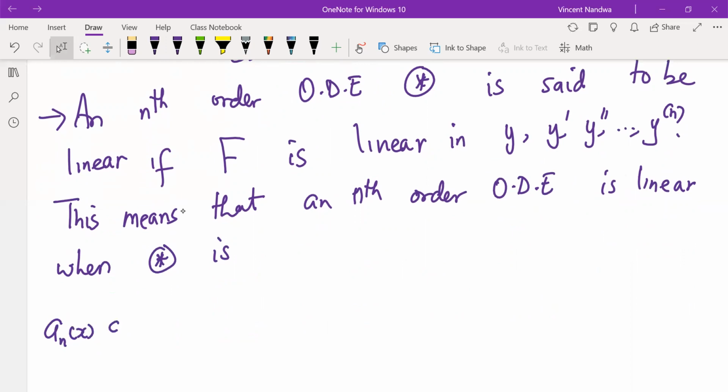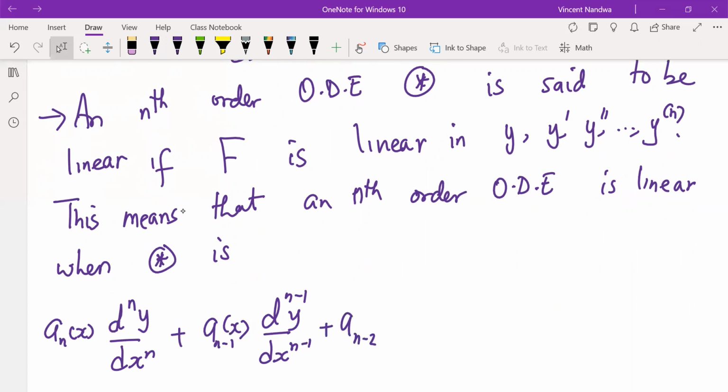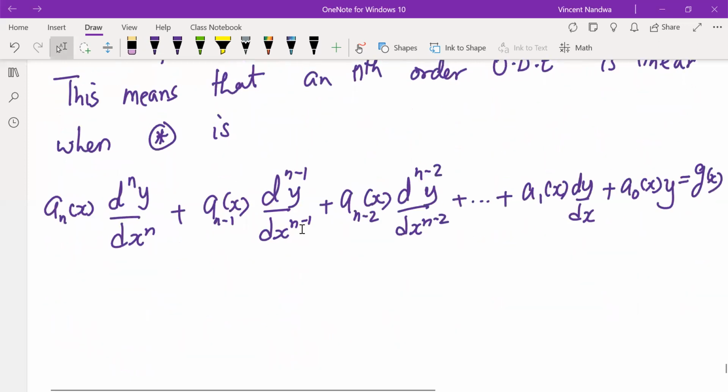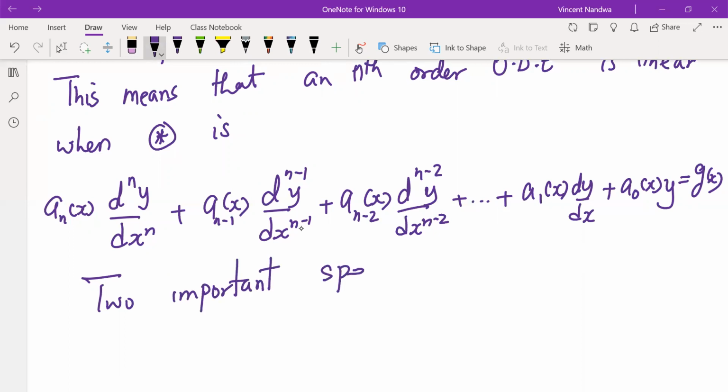a_n of x d^n y/dx^n plus a_(n minus 1) of x d^(n minus 1) y/dx^(n minus 1) plus a_(n minus 2) of x d^(n minus 2) y/dx^(n minus 2), all the way plus a_1 of x dy/dx plus a_0 of x y equals g of x. Let's call this one equation 1.